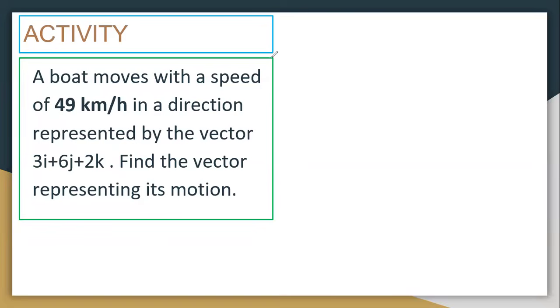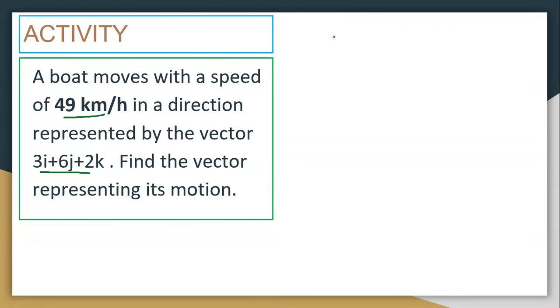Okay, so I want you to summarize. Always read it through. They're telling that a boat moves with a speed in a direction represented by this. Find the vector representing its motion. Now, because they have given you speed, you need to know that speed is a scalar. The vector is the velocity. So indirectly, they're asking you for the velocity. So I want you to first try out, and then I check.